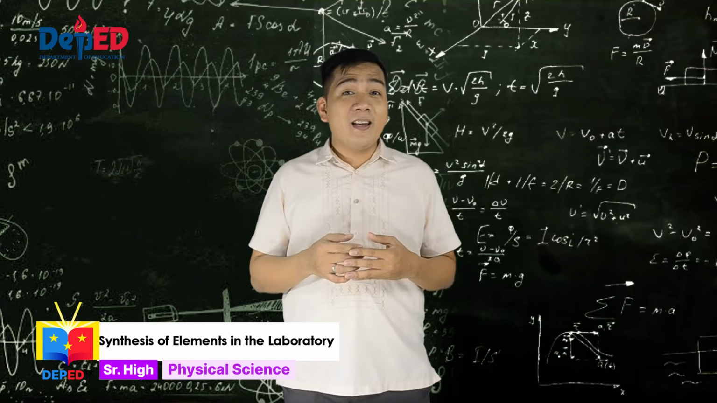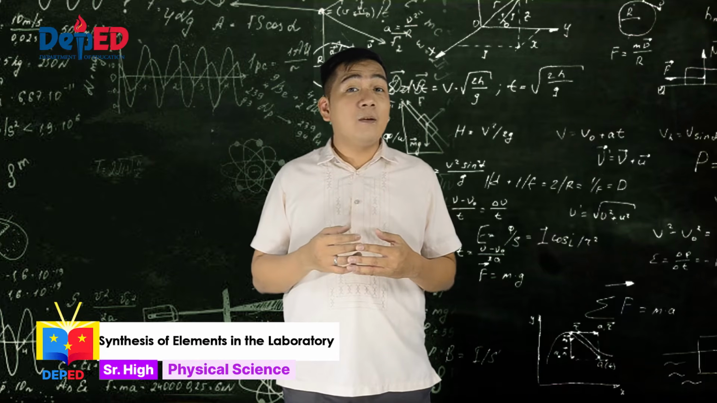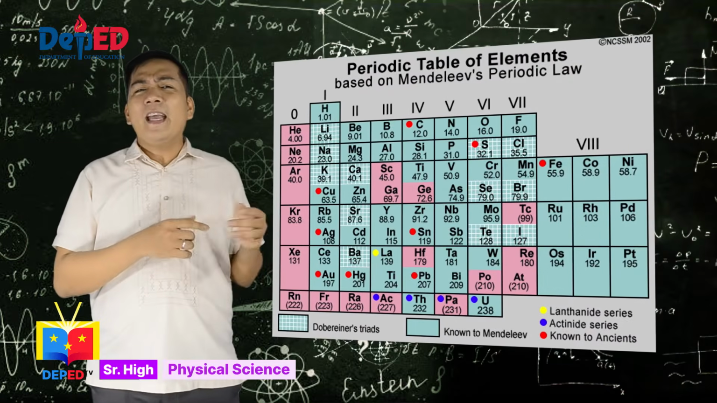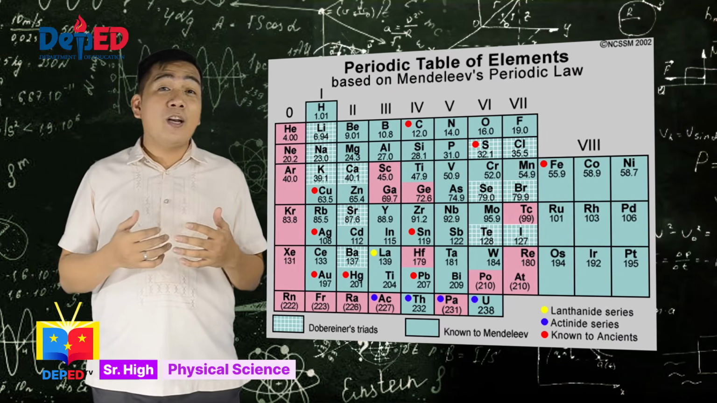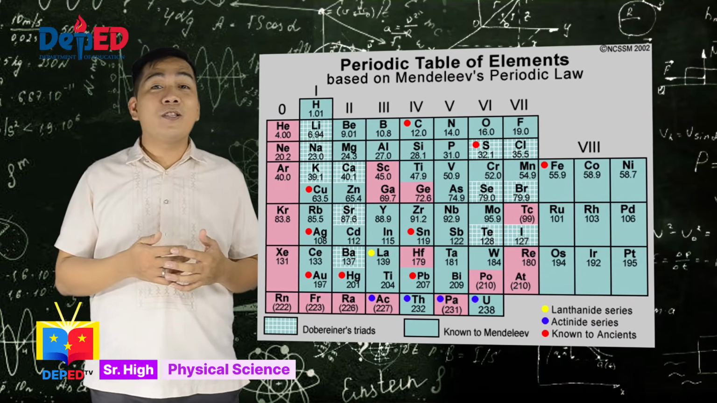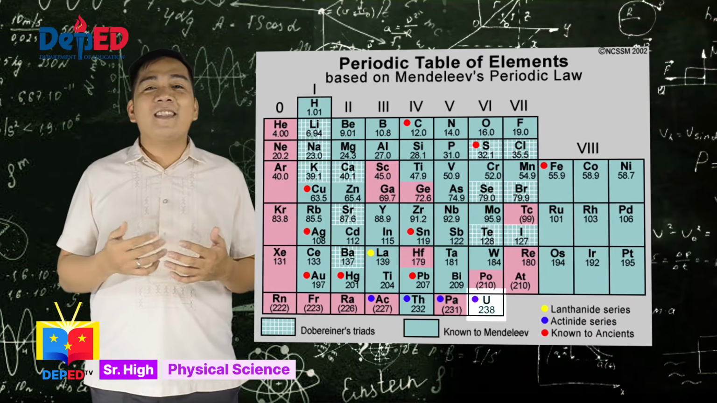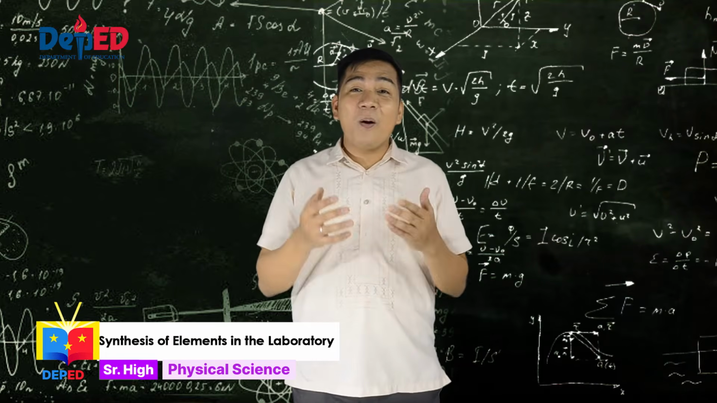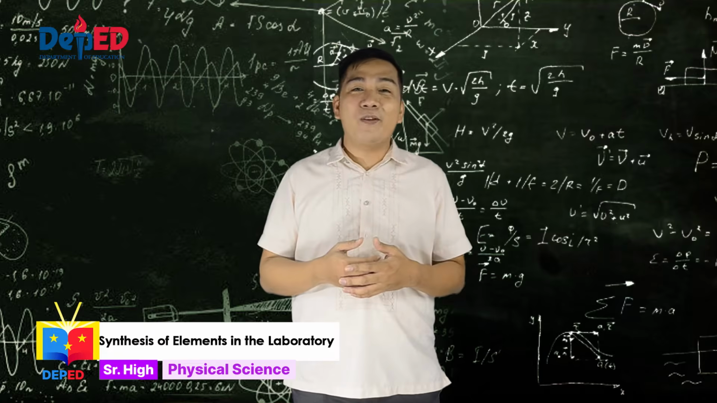When Dmitry Mendeleev first arranged the elements in the periodic table in 1869, it looked like this. He left spaces for elements that were not yet discovered. You can also notice that the heaviest element known then was uranium. So much has changed since then. Missing elements were not only discovered, they were also synthesized or made in the laboratory.